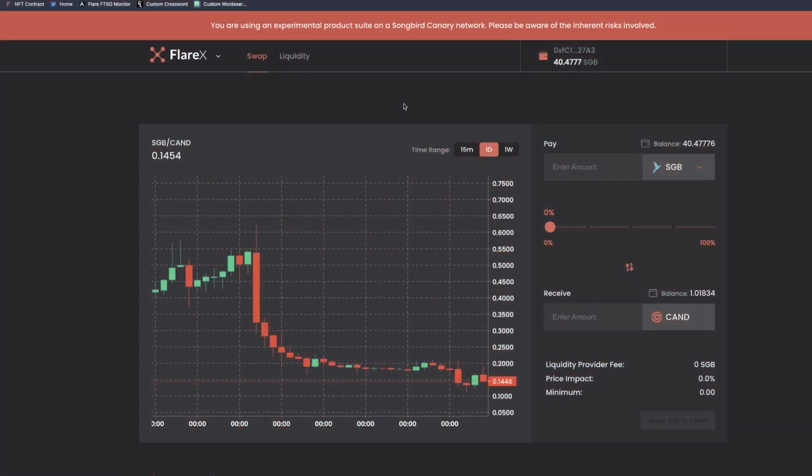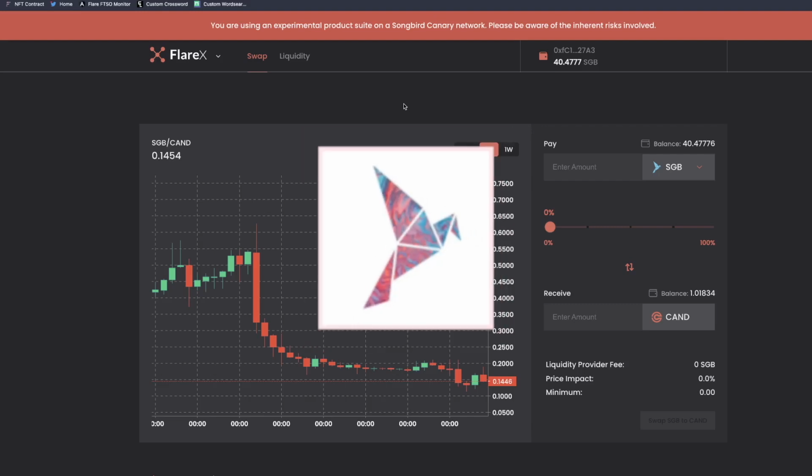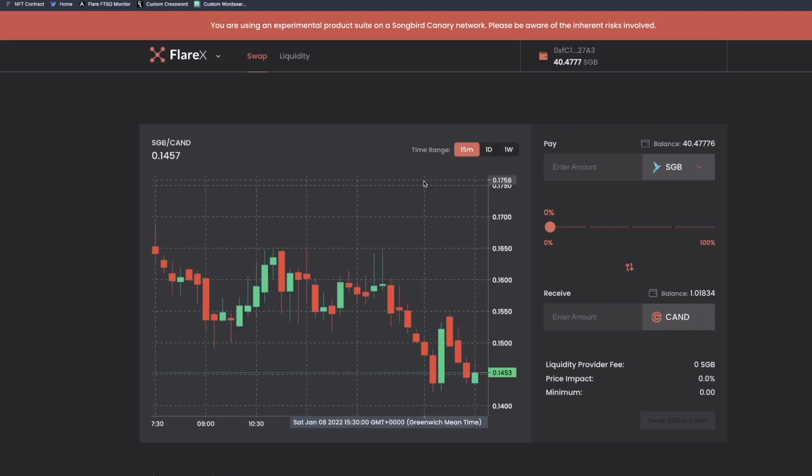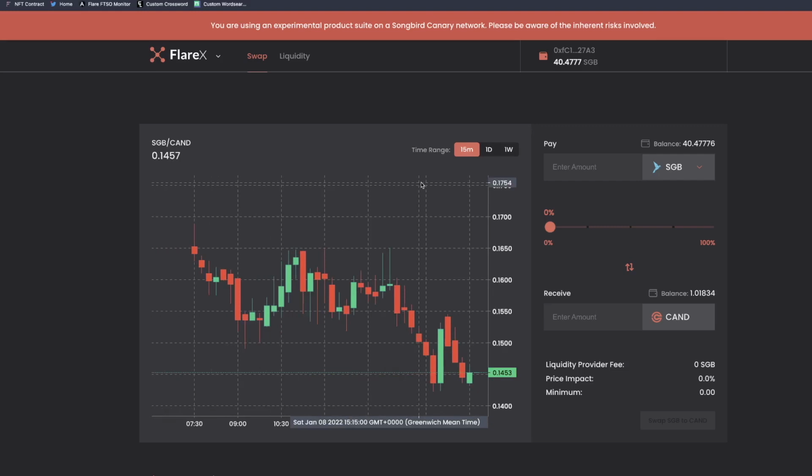Now let's delve a little bit deeper into each protocol, starting with FlareX, the decentralized exchange. As you can see, it's like many other trading platforms that you may be used to, but this is actually decentralized. It runs on the Songbird network itself. Now you have the traditional Japanese candlestick patterns here to represent the price changes, and you also have different time ranges that you can select in order to cater for your trading needs. Over to the right here, we have prices, and at the bottom, on the x-axis, you have time.